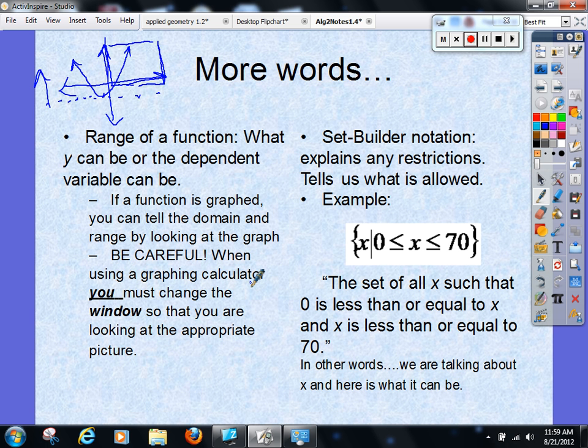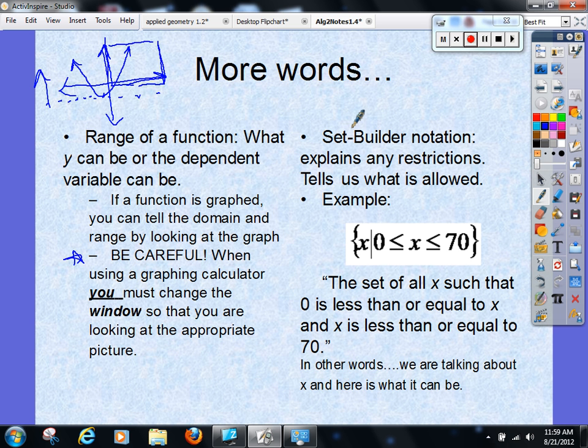How do you know what you're looking at? Well, you have to be really careful. You have to be smarter than the graphing calculator. That graphing calculator pops right out into the window that's standard for your calculator. You have to change it to make sure it makes sense to the problem. Keep in mind that a lot of the word problems have real-world context, so you need to change that window so that you're looking at the appropriate graph.